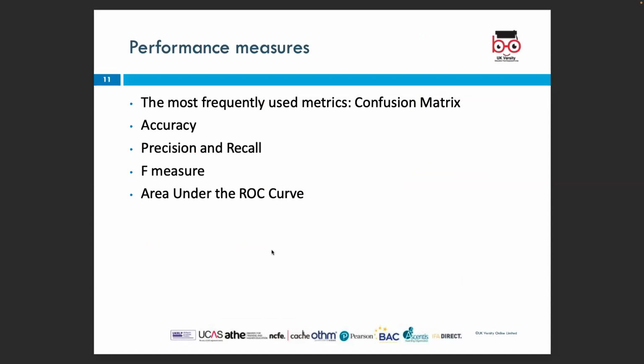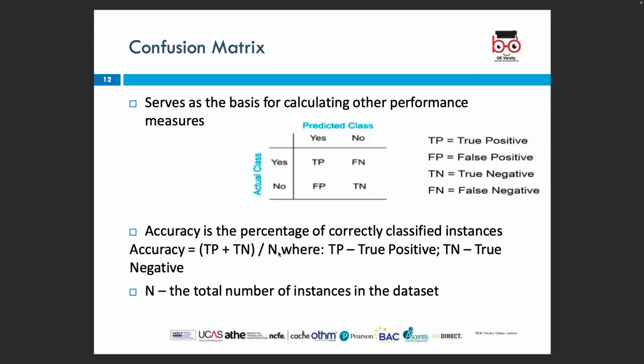For performance measures, the most frequently used metrics are the confusion matrix, accuracy, precision and recall, F measure, and area under the ROC curve. The confusion matrix serves as the basis for calculating other performance measures. We have the actual class and the predicted class, with yes and no, where TP means true positive, FP means false positive, TN means true negative, and FN means false negative. Accuracy is the percentage of correctly classified instances.